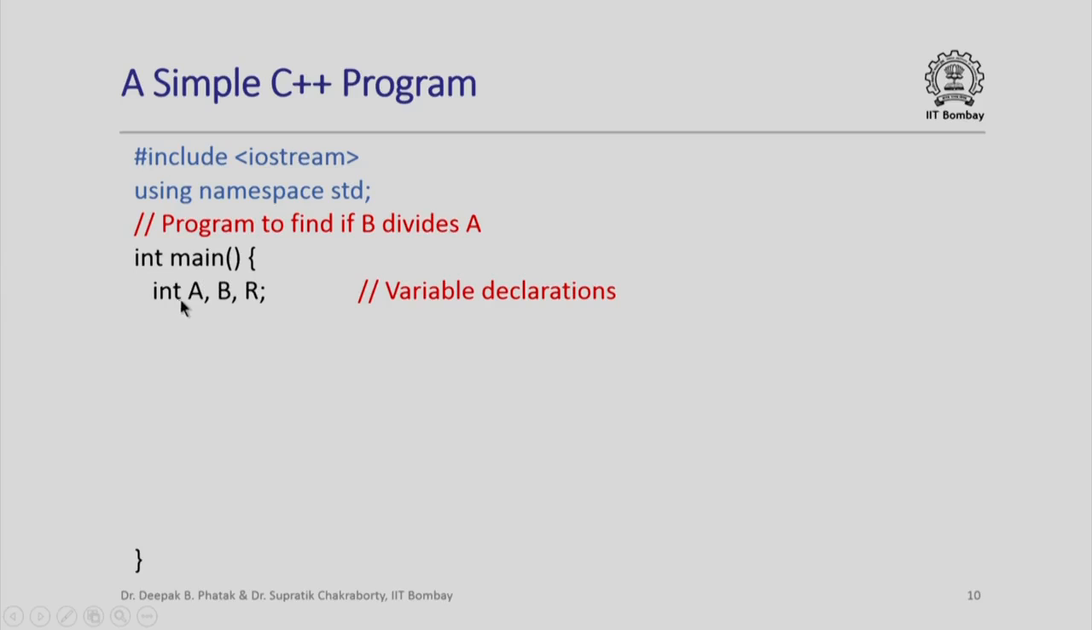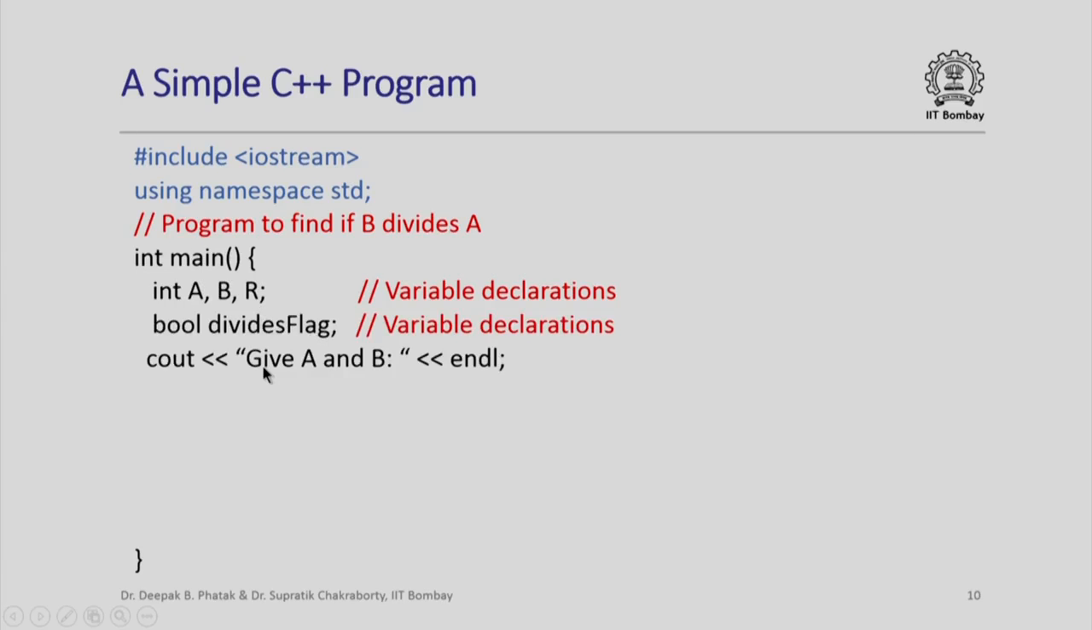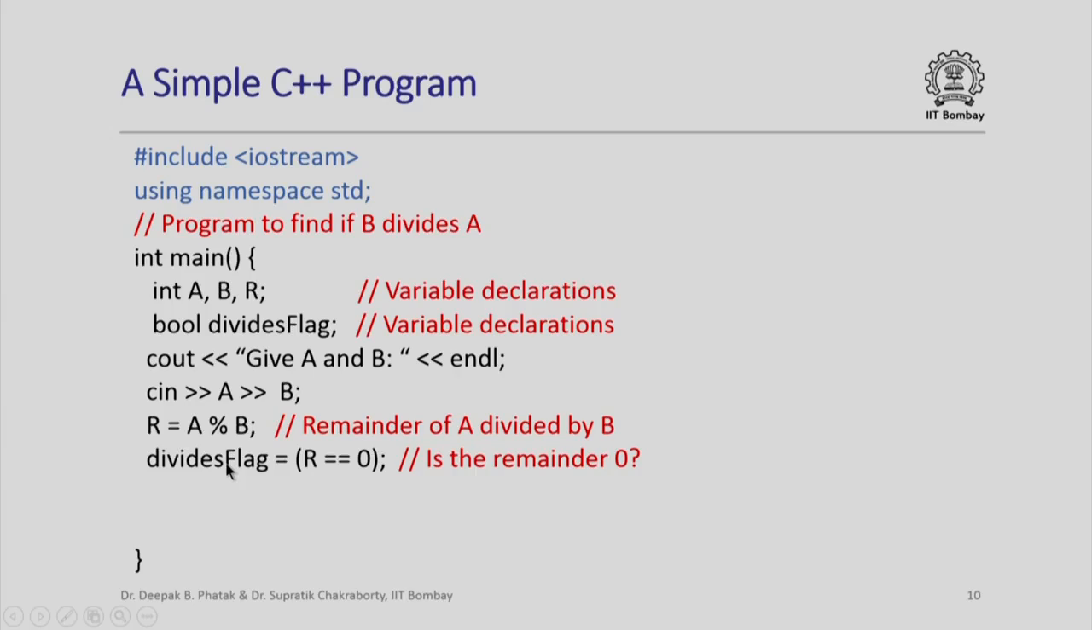We first declare 3 integer variables and a boolean variable. Then we print out a message saying give the values of a and b, followed by end of line. Then we read the values of a and b. We calculate the remainder of a divided by b, set the flag to true if the remainder equals 0, otherwise this flag gets set to false, and then we say does b divide a, and we output the value of the flag.